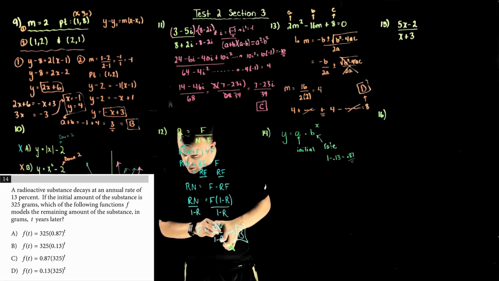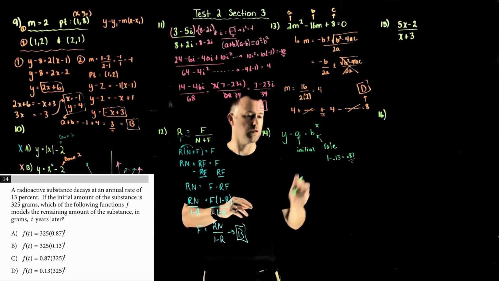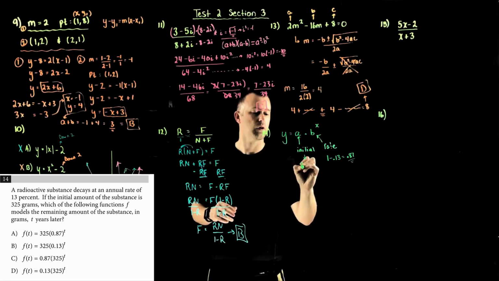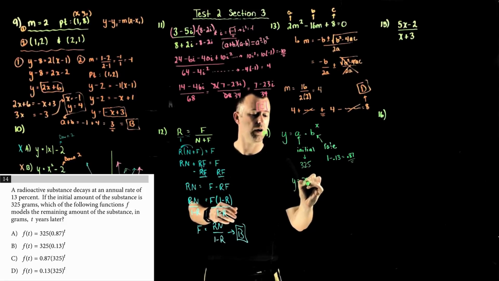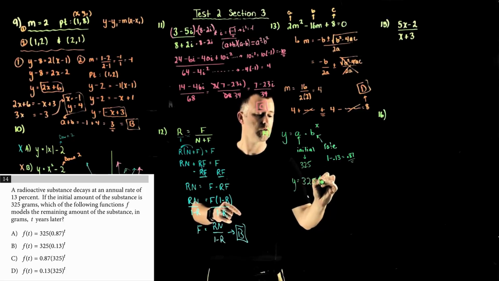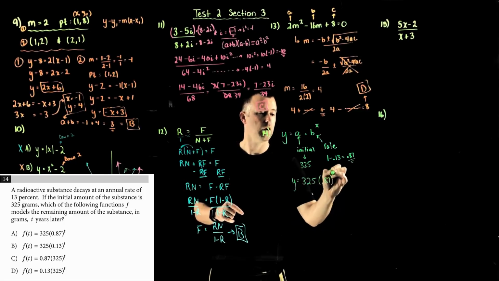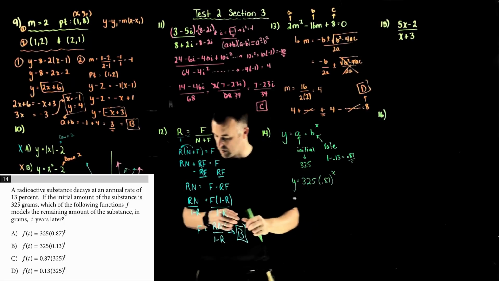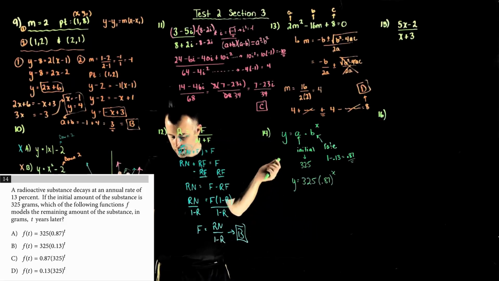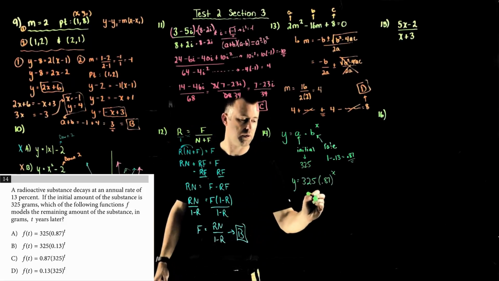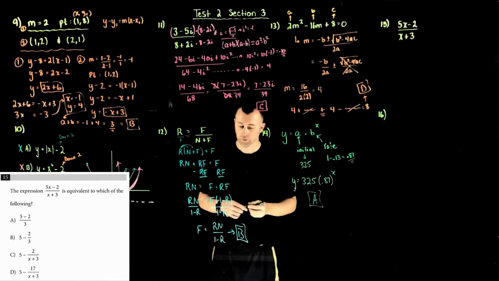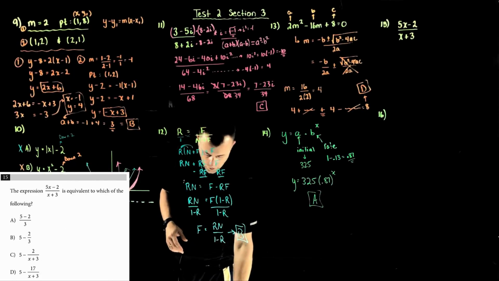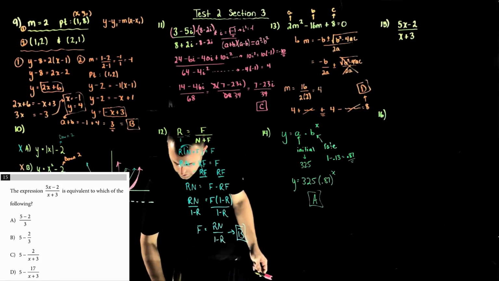Your initial value is the initial amount, which is 325. So that is all you really need. I know my equation is 325 times 0.87 to the x or t, or whatever the equation is. So if you look, that is going to be answer choice A. You just match it up, and that is your answer for number 14. So that one's actually pretty quick. So keep it moving. Number 15.